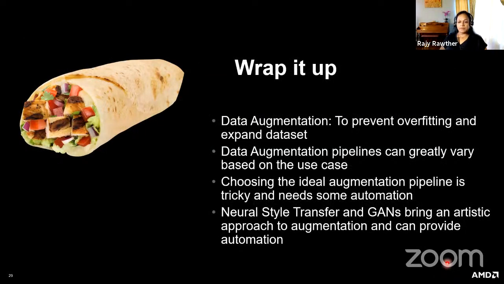To wrap it up, data augmentation can help to prevent overfitting and expand your data set. Data augmentation pipelines can greatly vary based on the use case. Choosing an ideal augmentation pipeline is tricky and needs some automation. Finally, neural net transfer and GANs can bring an artistic approach to augmentation and can provide some automation. But that is a topic for another talk.